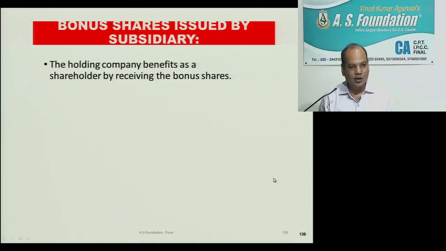Percentage holding will remain the same. Cost of acquisition will remain the same. Will goodwill or capital reserve remain the same or change? I said number of shares will increase, percentage holding will remain the same. Then what did I say? Cost of acquisition will remain the same. My question was whether goodwill or capital reserve will remain the same or will change. Same.